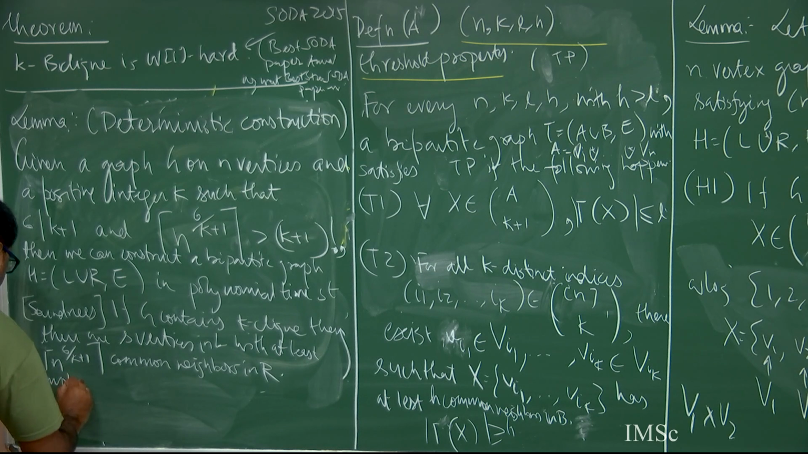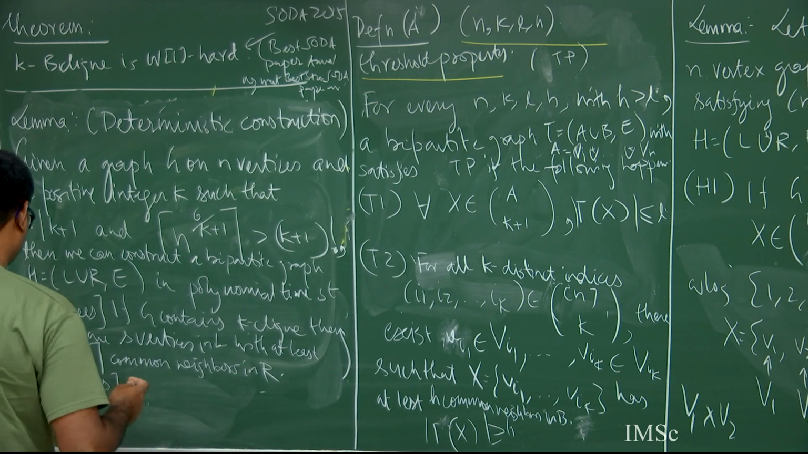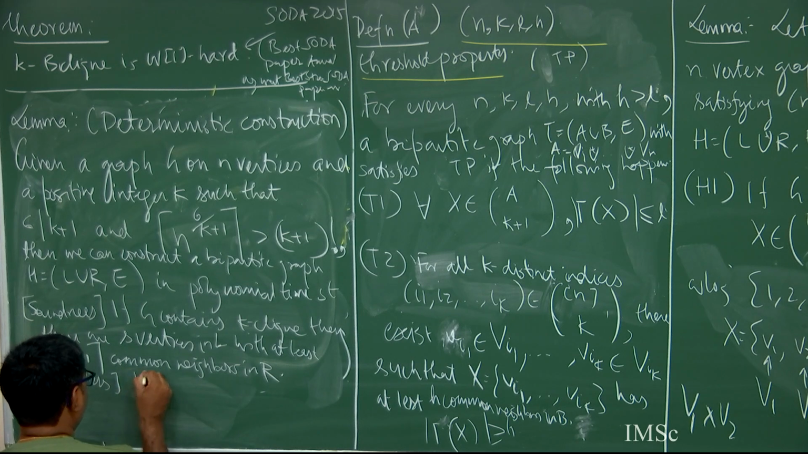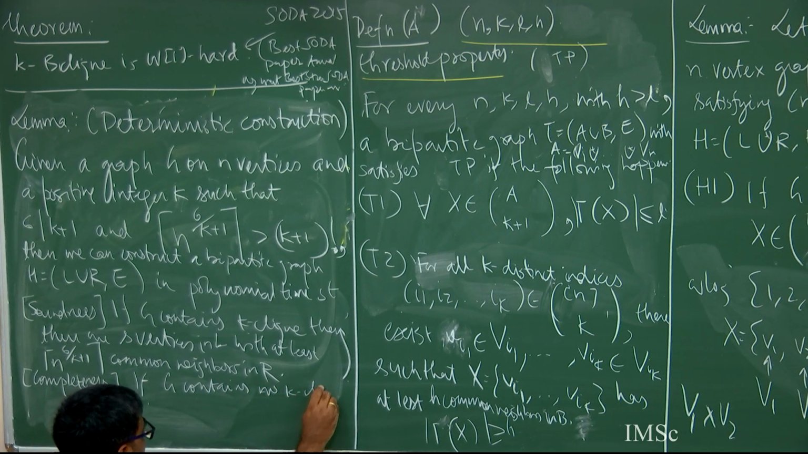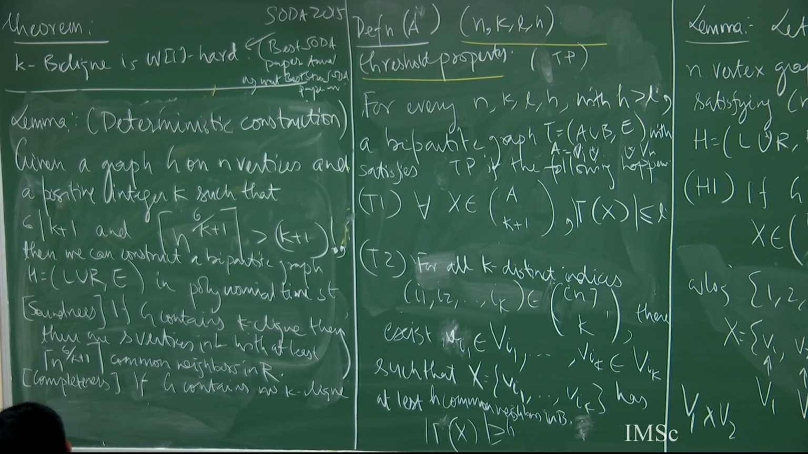Completeness. There's a reason why I'm writing in terms of soundness and completeness: just get used to it, because we build this for FPT approximation. This is 6 divides k plus 1. If G contains no k-clique, then any S vertices in L have at most (k plus 1) factorial common neighbors in R.